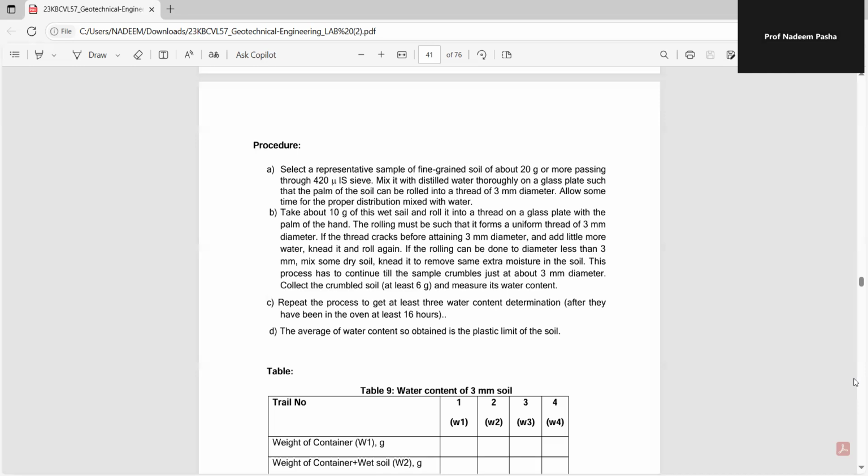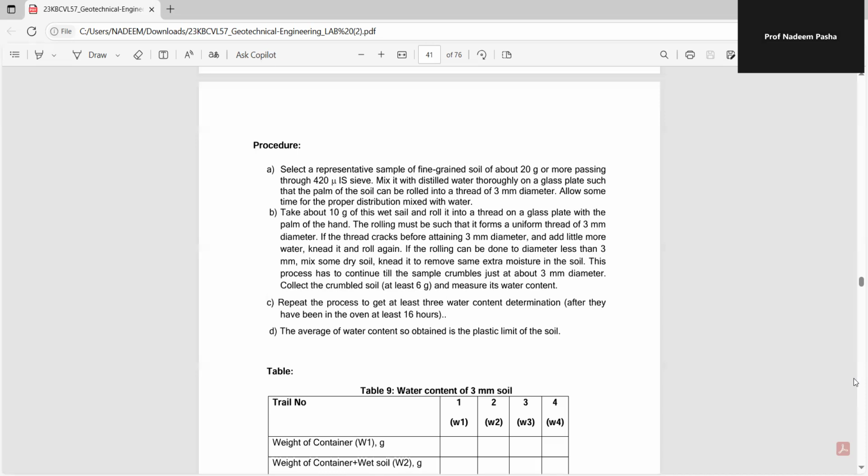So what is the procedure? Select a representative sample of fine grained soil of about 20 gram or more passing through 425 micron IS sieve. Mix it with distilled water thoroughly on a glass plate such that the soil mass can be rolled into a thread of 3 mm dia. Allow some time for the proper distribution of water.